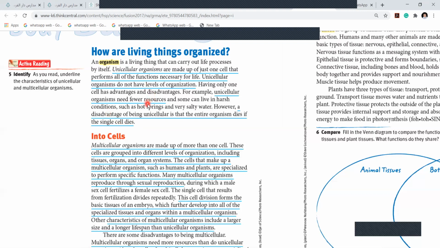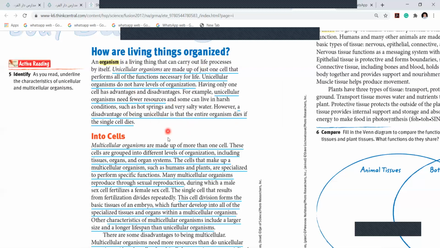So now, did you understand the advantage, that means a good, and disadvantage, the bad of the unicellular? Yes, Swati? First of all, an organism is a living thing that carries out life processes. I spoke about unicellular. We have one good thing, that it doesn't need a lot of resources. The bad thing is that the entire organism dies if the single cell dies.